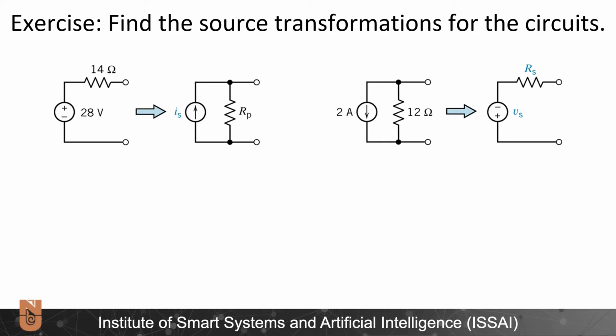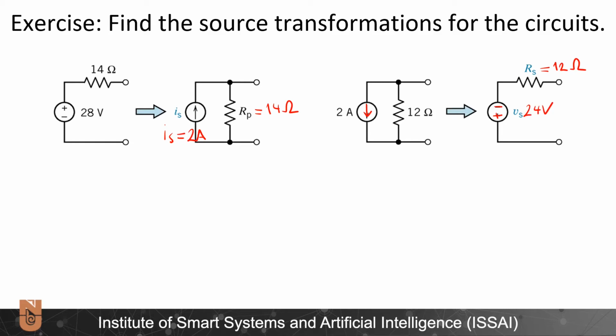Alright, we need to find the source transformations of the circuits. Here, Is will be equal to 28 volts divided by 14 ohms, which is 2 amperes. And Rp will be equal to 14 ohms. In this case, Rs will be obviously 12 ohms. And Vs is a little bit more complicated. We need to look at the signs. Polarity. Here is plus, here is minus. I is pointing downwards. Therefore, it will be 24 volts.